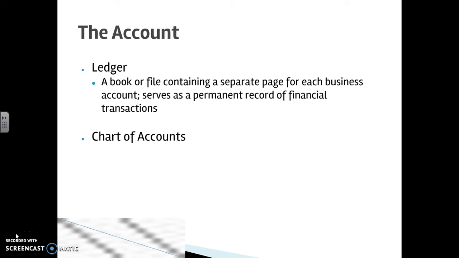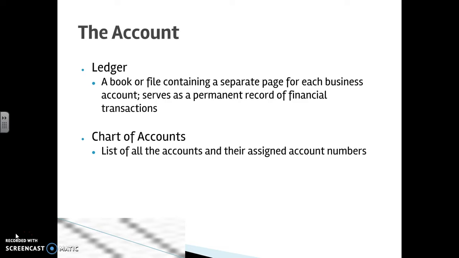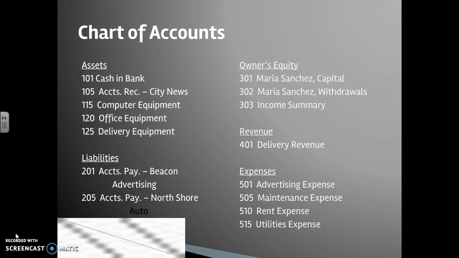All of those accounts can be accessed by taking a look at a list, which is known as a chart of accounts. This is a list of all of the accounts and their assigned account numbers. Might be hard to picture this in your head, so let's take a look at a chart of accounts and see what it looks like. An example of a chart of accounts is right here. We have assets, we have our liabilities, we have our owner's equity, we have our revenues, and we have our expenses. Now, I'd like for you to notice that all of the accounts also have account numbers assigned to them.